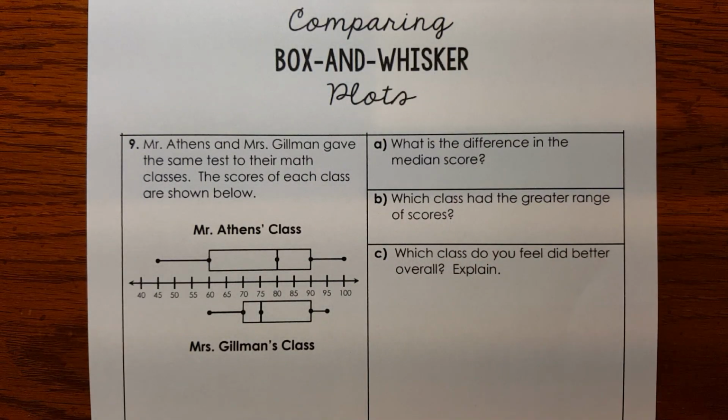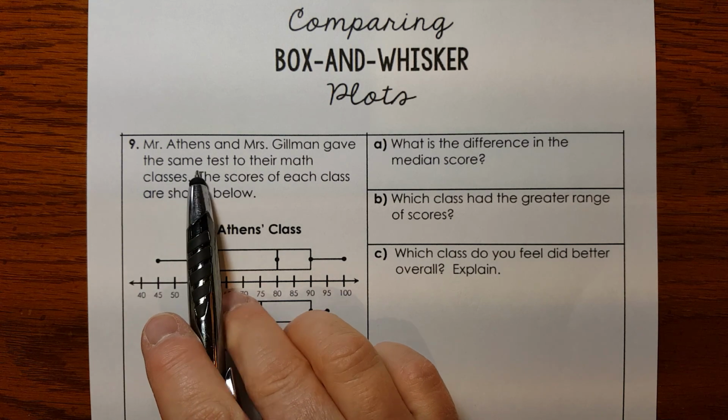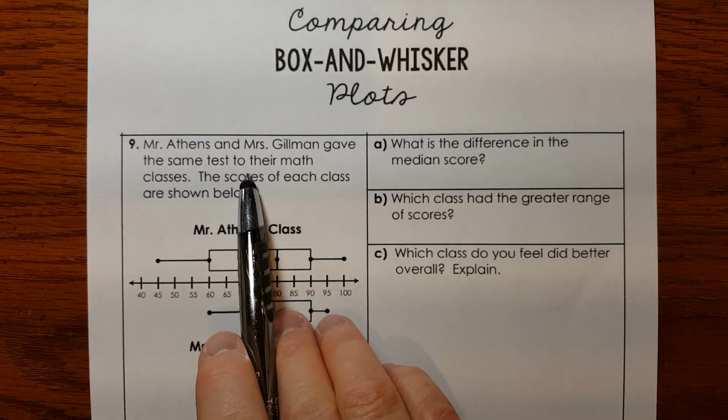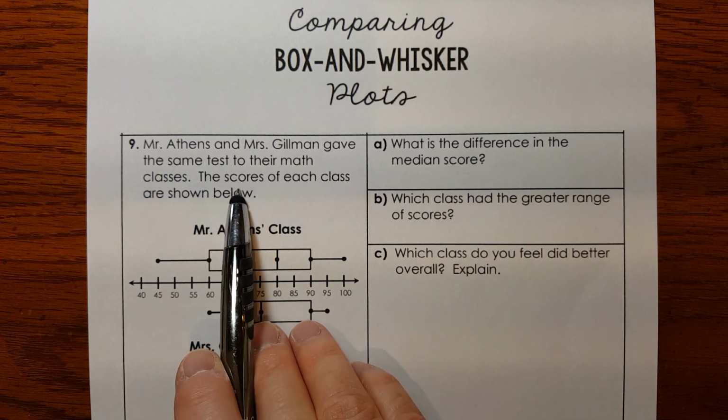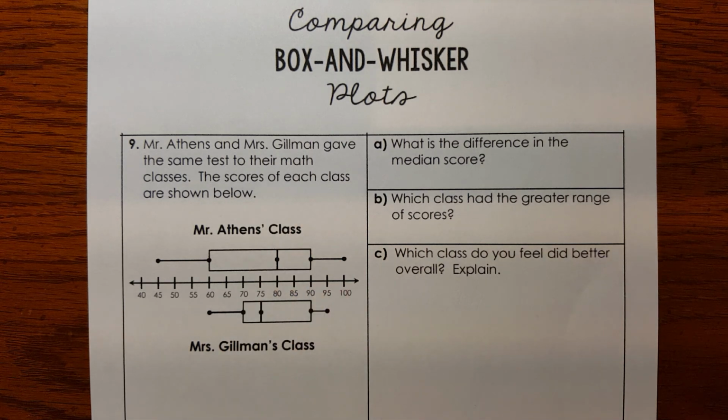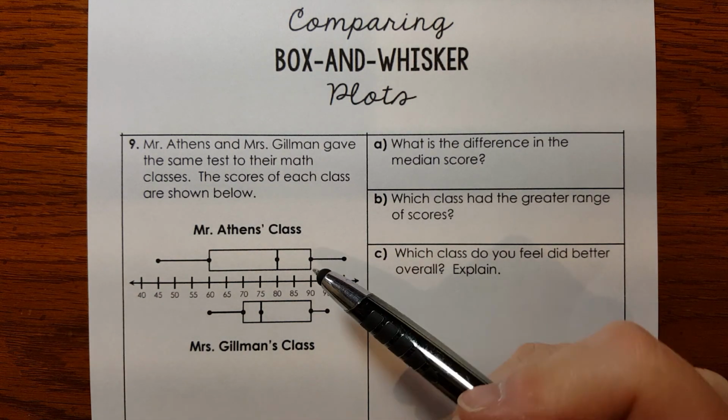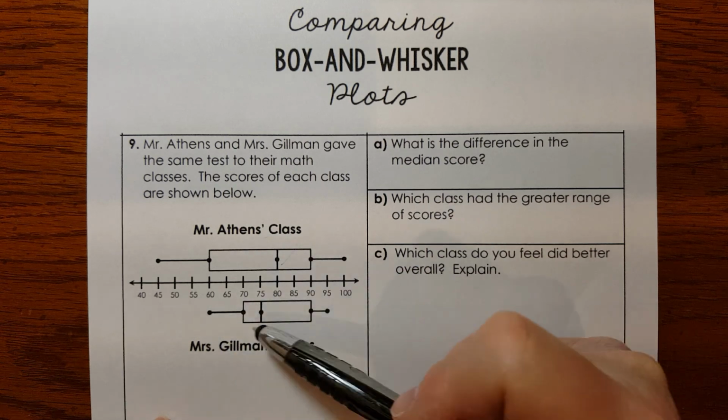Now we're going to compare some box and whisker plots. Number 9 on your note sheet, Mr. Athens and Mrs. Gilman gave the same test to their math classes. The scores of each class are shown below. And there we've got two box and whisker plots on the same number line. Here's Mr. Athens, here's Mrs. Gilman.